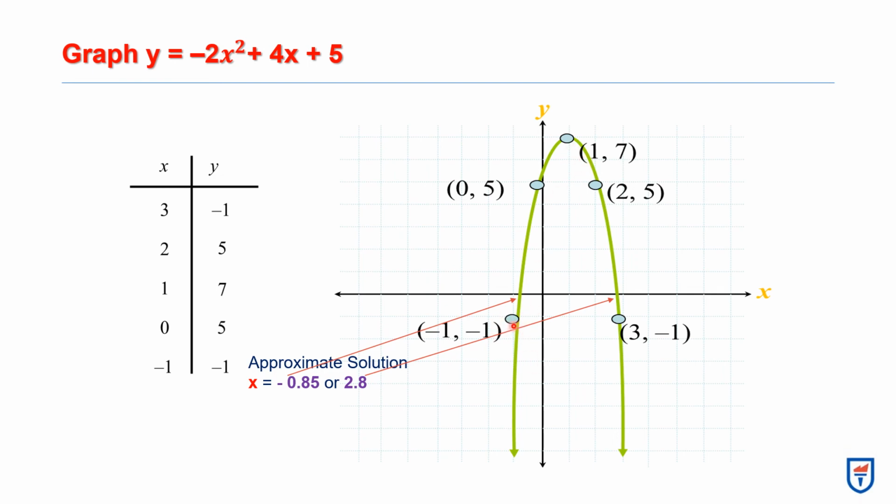Once we have plotted our coordinates, we now join these coordinates using a line, and this is a curve joining all the coordinates. The graph that we come up with is the graph of y equals minus 2x squared plus 4x plus 5. Now that we have our graph, we need to look for a solution. A solution is where our graph crosses the x-axis. So we approximate the points where the graph crosses the x-axis as our solution of x. Our solution of x is where x equals minus 0.85 or 2.8. So these are our approximate solutions of our quadratic equation.